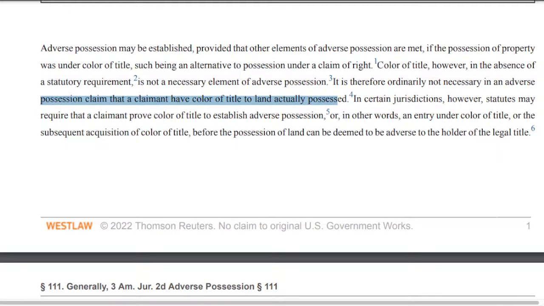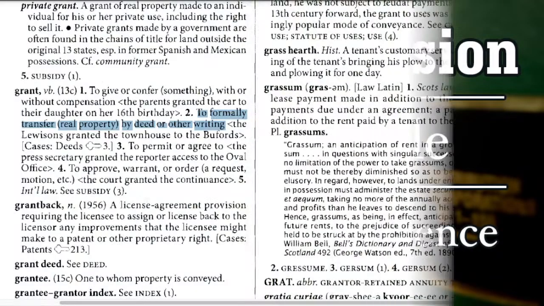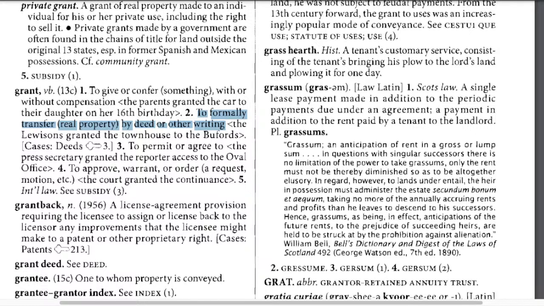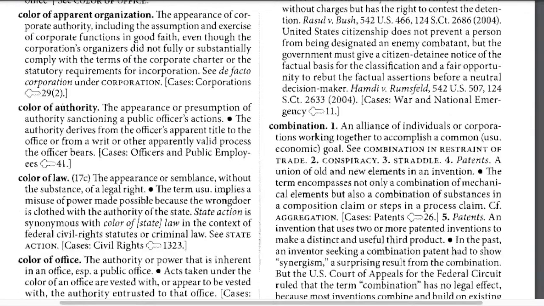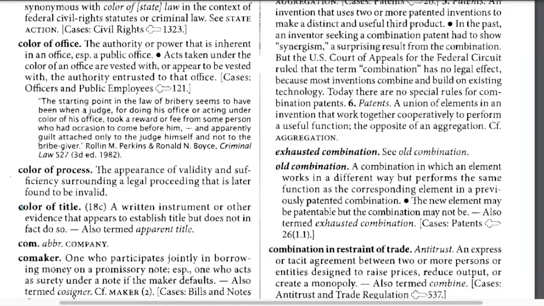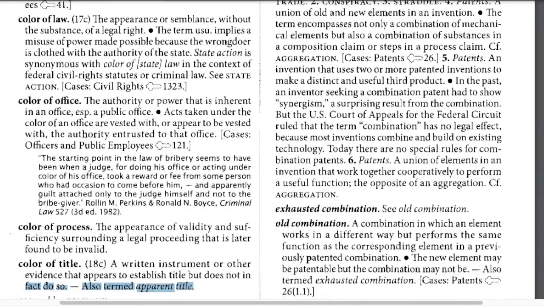All right, we got to look up this color of title thing because I thought it was something much similar to what. Let's look it up here real quick. Give me a moment here. Color of title. Color book. Okay, so this should be close enough. Color law. Color of office. Color of process. Color of title. 18th century, a written instrument or other evidence that appears to establish title, but does not in fact do so. Also termed apparent title. Wow. Color of title, so apparent title.